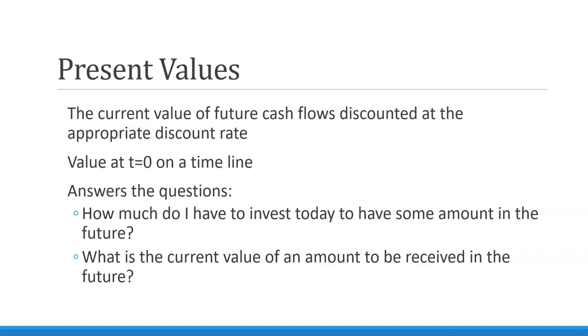So say you want $1 million to retire in 40 years. How much would you have to put away every single month at a certain amount of interest in order to have $1 million in 40 years? So what is the present value of $1 million?